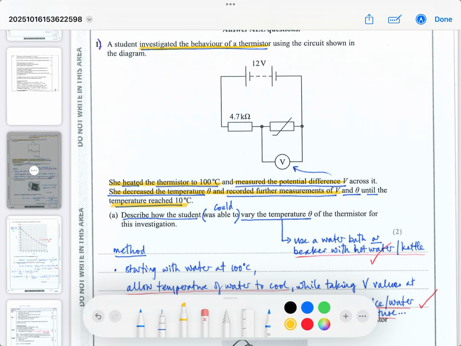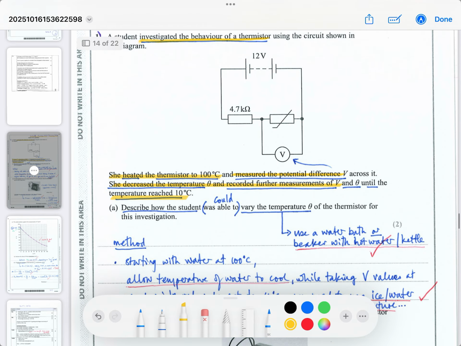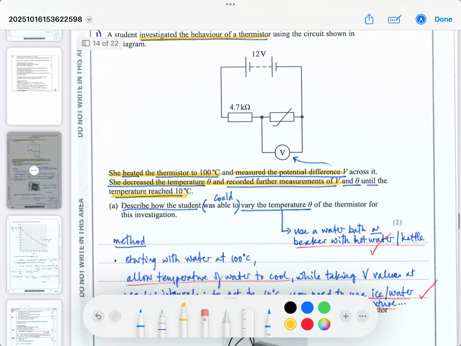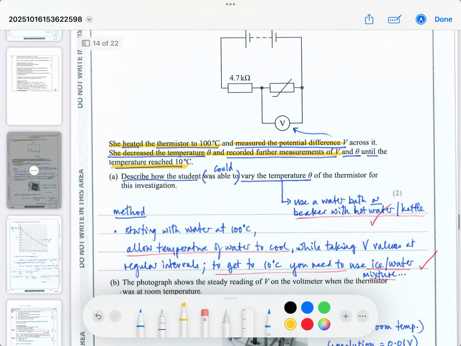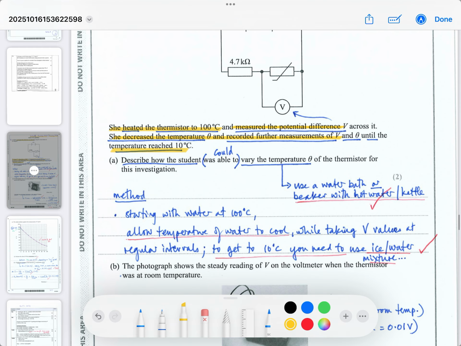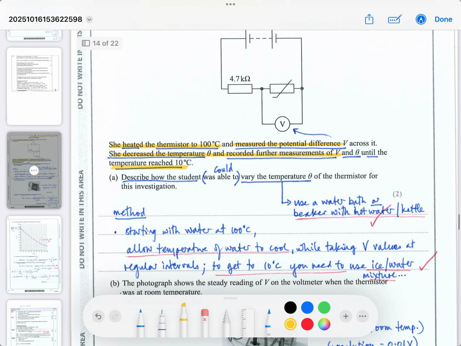Where we are, room temperature will be 20 something degrees usually, and in most places it will be the same. Whether you use heating or cooling, as we do, the room temperature will be 20 something degrees. So to get to 10 degrees, you will need to use an ice-water mixture. So describe how the student could vary the temperature of the thermistor for this investigation.